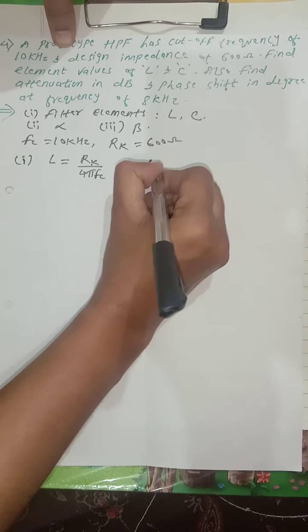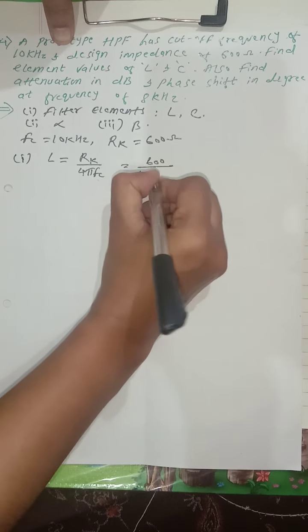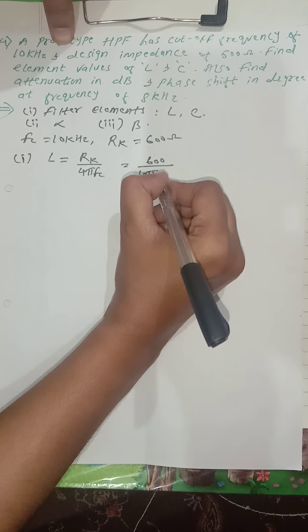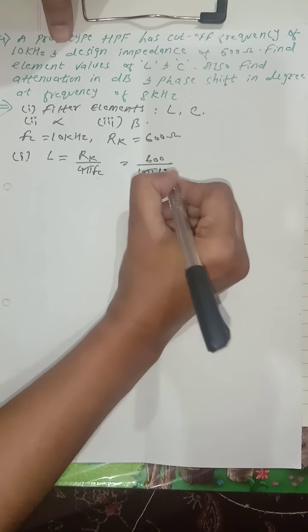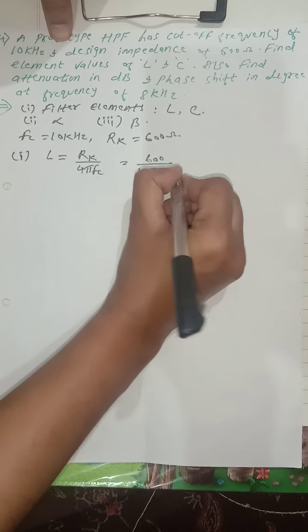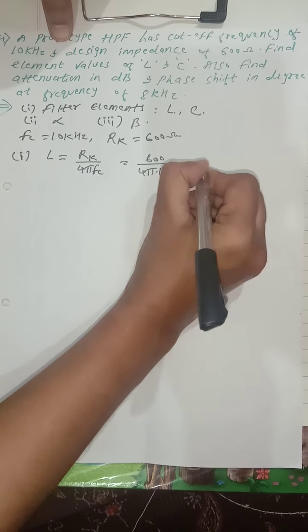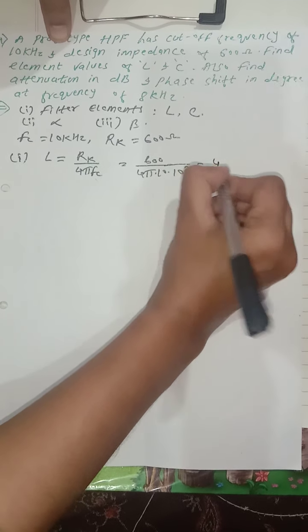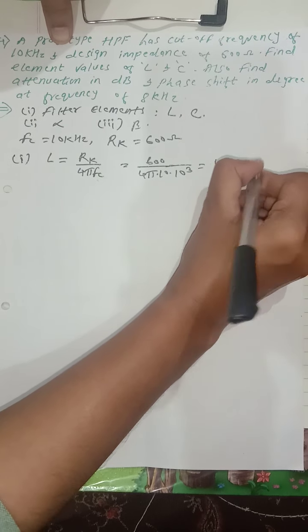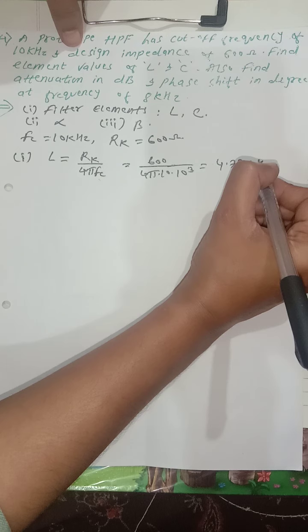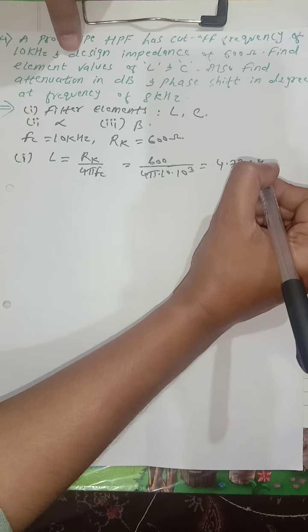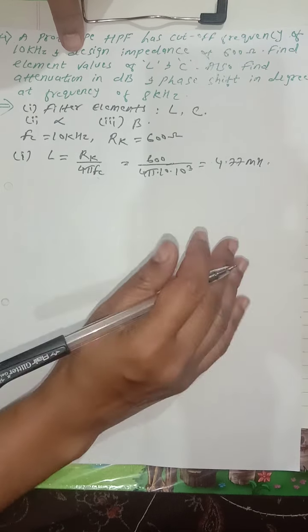So here 600 divided by 4 pi. What is FC? That is the cutoff frequency, which is mentioned here as 10K, so 10 into 10 raised to the power 3. Likewise you can calculate the inductor value. If you do it with the calculator, you will find 600 divided by 4 pi into 10 raised to the power 3 is 4.77 millihenry.